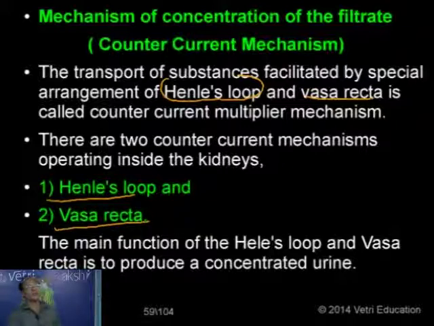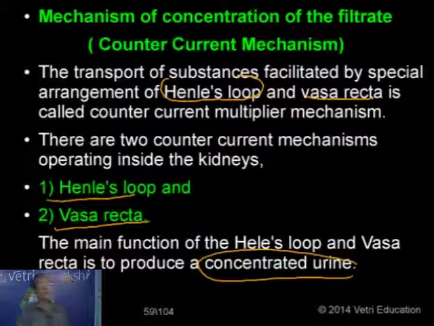Vasa recta are nothing but loop-like straight parallel capillaries formed with the repeated branching of the efferent arteriole after leaving the glomerulus. They are always in parallel with the nephrons. So what is the main function of this counter current mechanism? The main function, as the heading itself says, is concentrating the urine. These two counter current mechanisms are responsible for concentrating the urine.